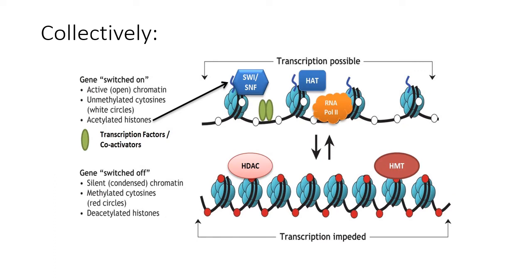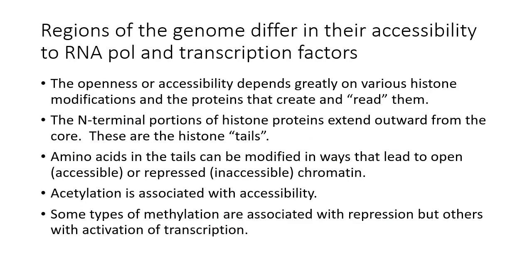Making a long story short, the transcription possible form has accessible DNA, relatively speaking, because it's got acetylated histones, its cytosine DNAs are not methylated, RNA polymerase can bind. The switched off version has condensed chromatin, deacetylated histones, and methylated cytosines, among other changes. So we're going to depend on various histone modifications and the proteins that create and read these.